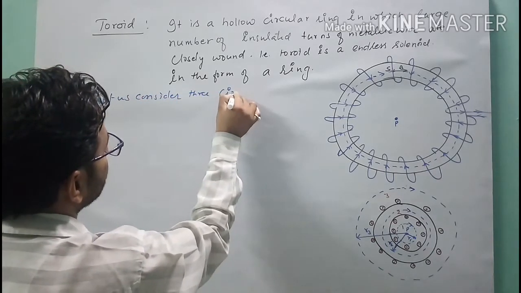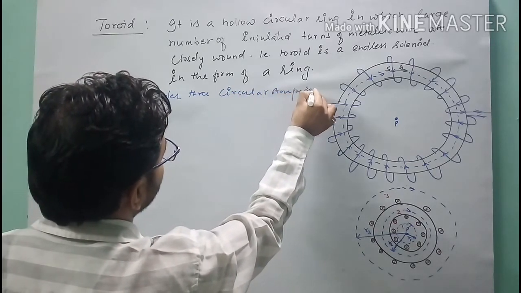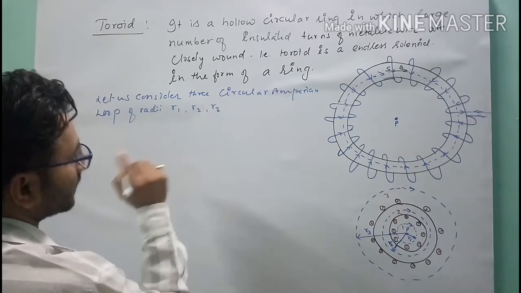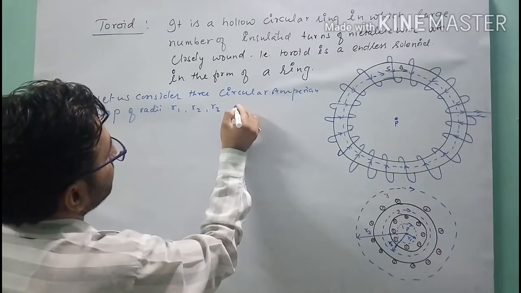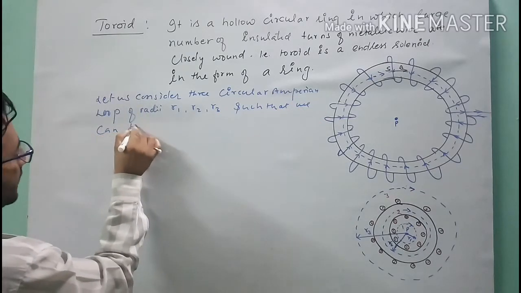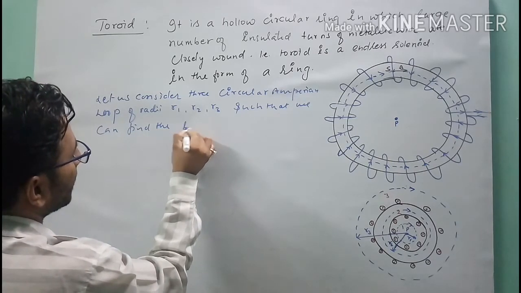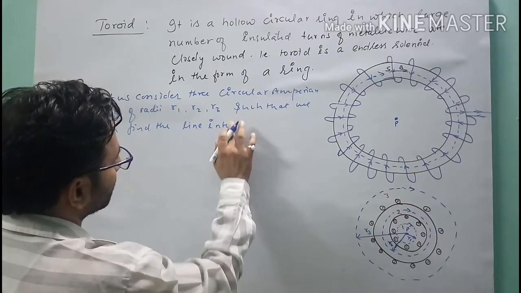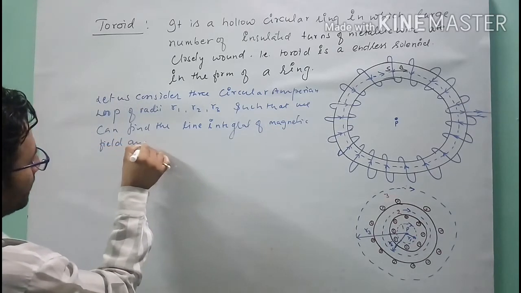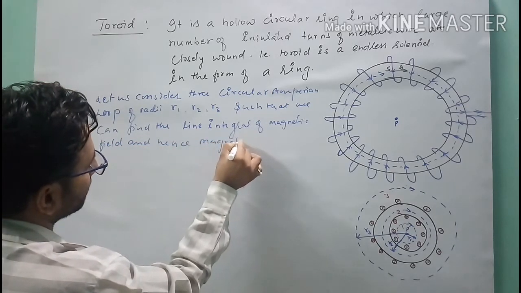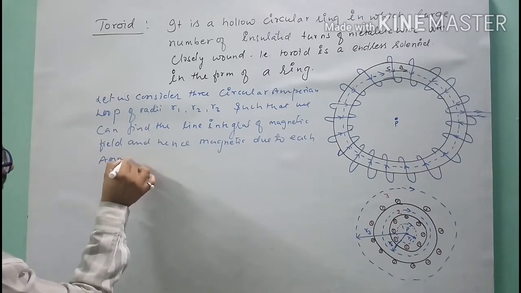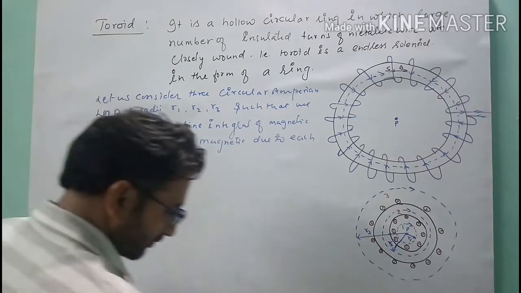Okay, so first let us consider three circular Amperian loops of radii r1, r2, r3, according to the figure you can see, such that we can find the line integral of the magnetic field, and hence the magnetic field due to each Amperian loop, and we will see what type of values will come.